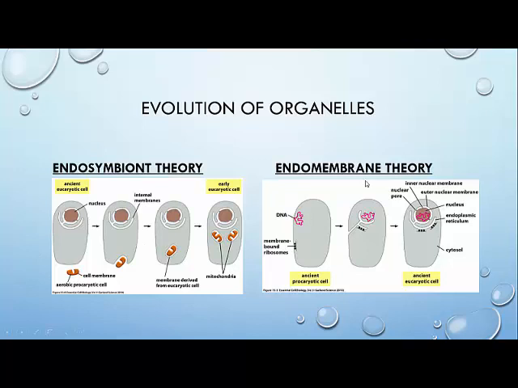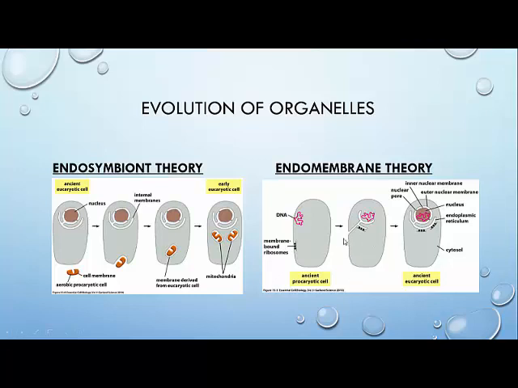On to the endomembrane theory. Not all organelles have double membranes, which means they could not have arisen in the cell via the same process. These organelles are believed to have arisen from a process described by the endomembrane theory. In this theory, it is proposed that the nuclear membrane, as well as all the other organelles we talked about, were formed from an invagination of the plasma membrane.